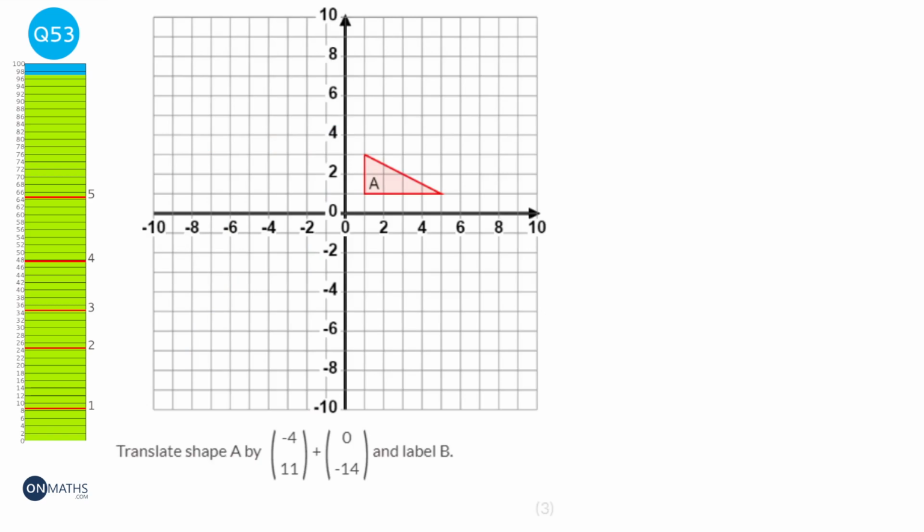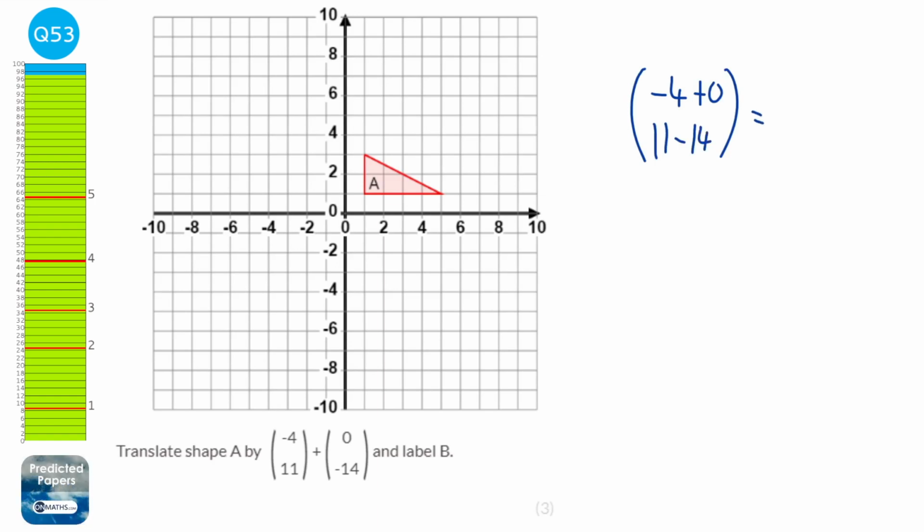First thing I'm going to do is add these column vectors. So we're going to add the tops first, and then we're going to add the bottoms. So it's plus minus 14. And so at the top it would be -4. And 11 take away 14 is -3.